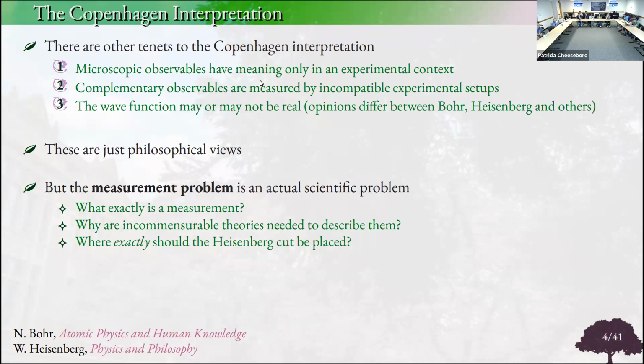But what is called the measurement problem, the fundamental ambiguity of what you mean by measurement, and the problem that you have to have two completely different theories of physics to describe a measurement of a quantum system, this is an actual scientific problem. The axioms of quantum mechanics don't tell you what a measurement is. They don't tell you when a measurement occurs, or where this divide between classical and quantum is supposed to be. And it doesn't really clarify why incommensurable theories are needed to describe a measurement.